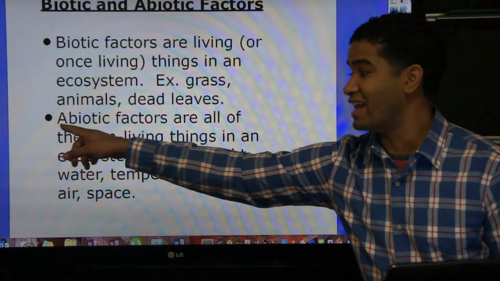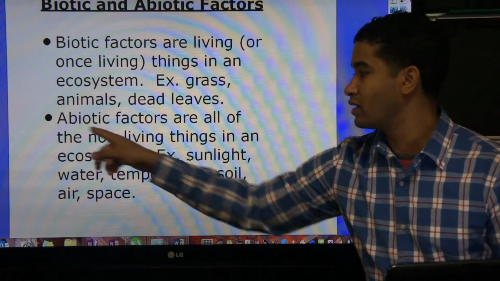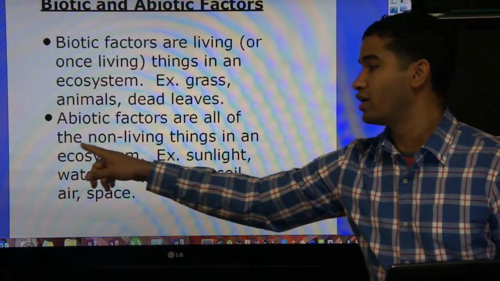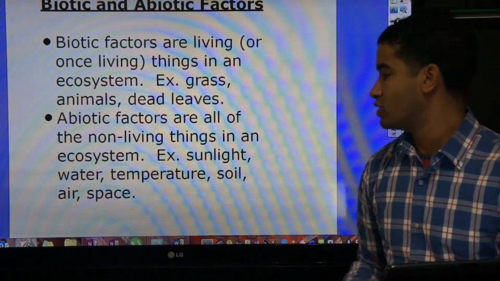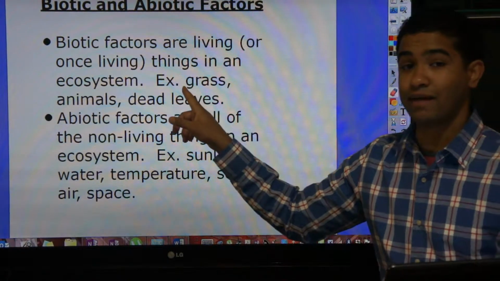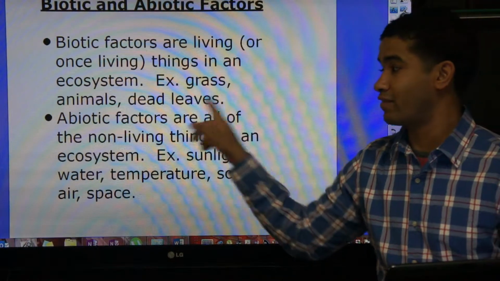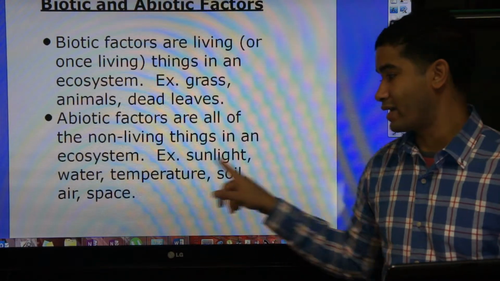Abiotic, or not biotic, factors are all the not living things in an ecosystem. So the examples, you need to be writing down the examples in your notes. Okay? So write down these examples in your notes.